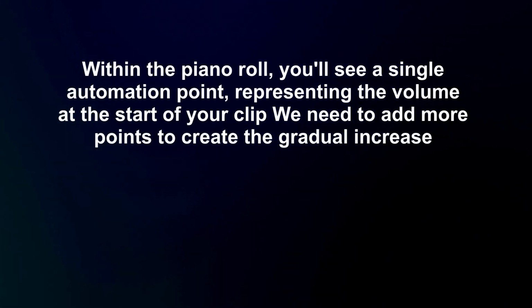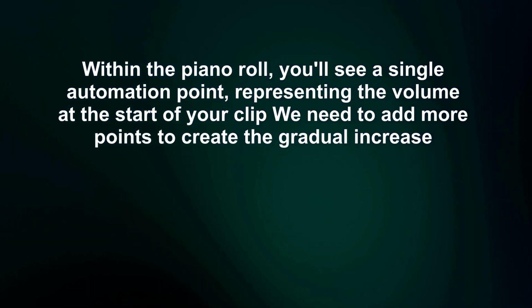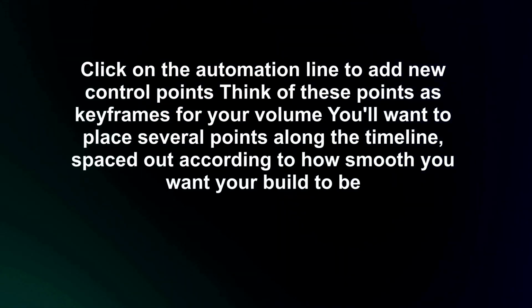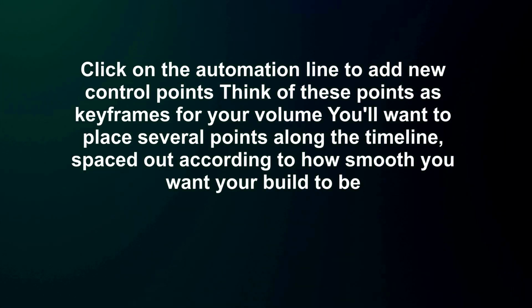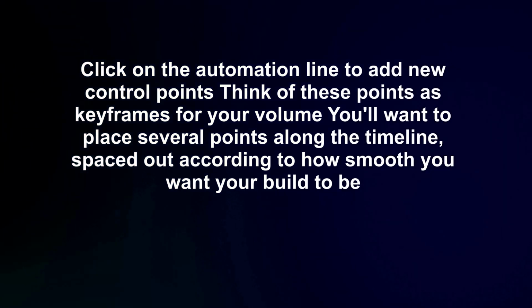Within the piano roll, you'll see a single automation point, representing the volume at the start of your clip. We need to add more points to create the gradual increase. Click on the automation line to add new control points. Think of these points as keyframes for your volume. You'll want to place several points along the timeline, spaced out according to how smooth you want your build to be.